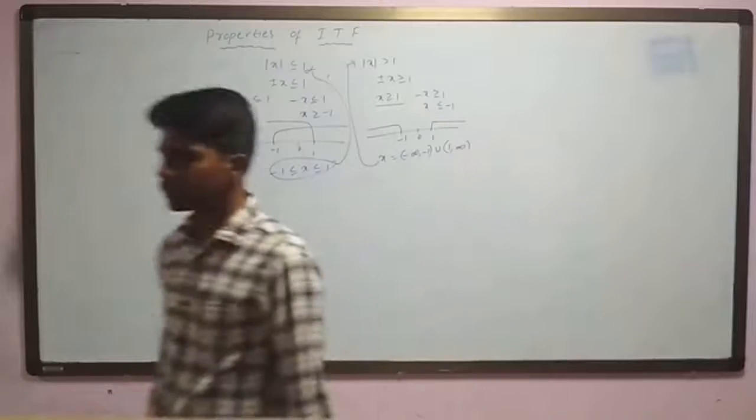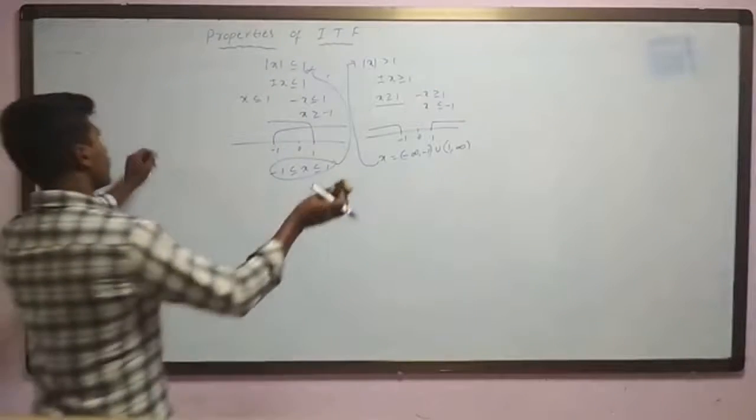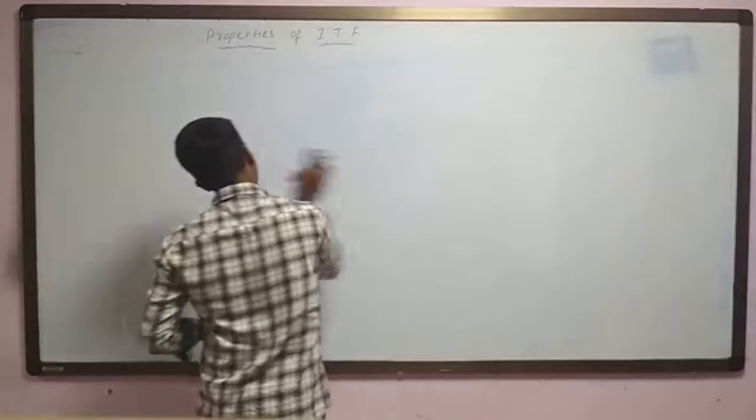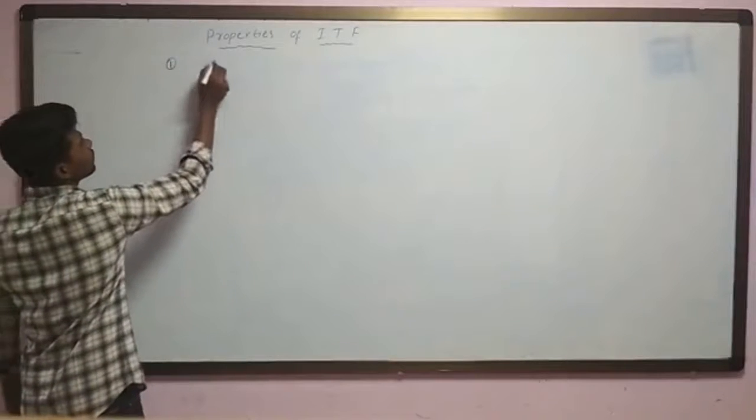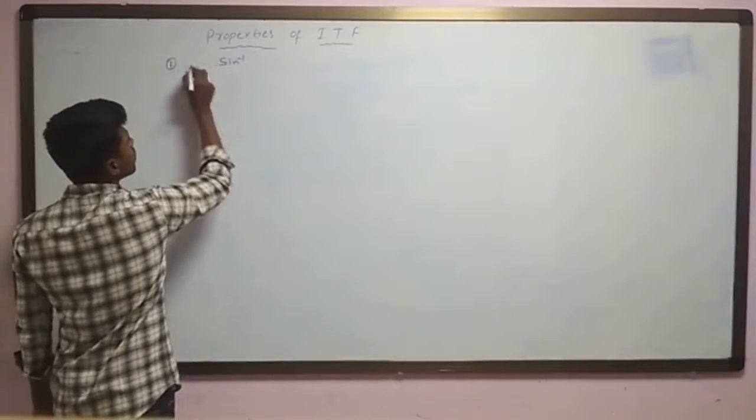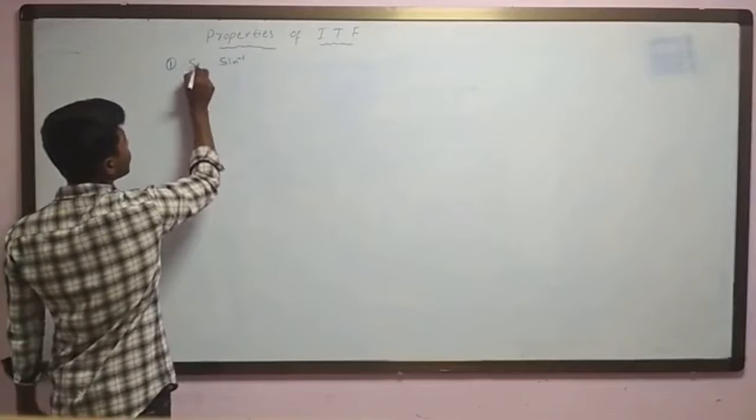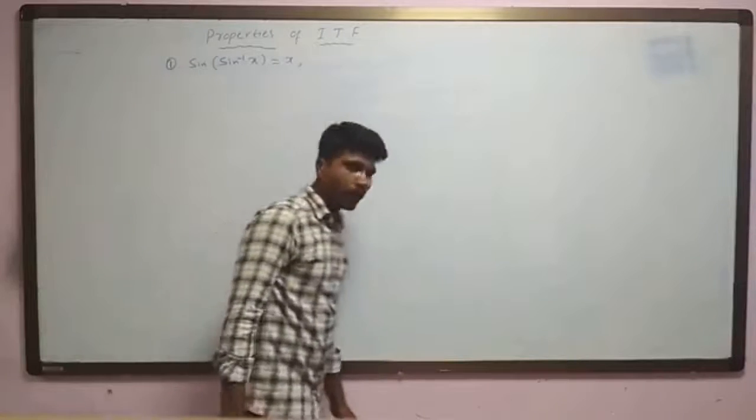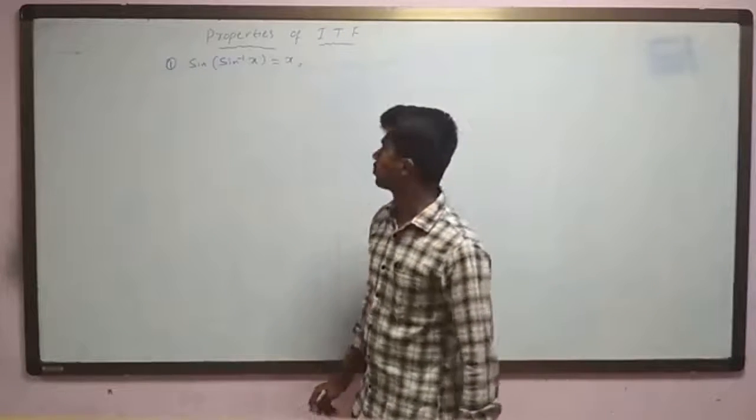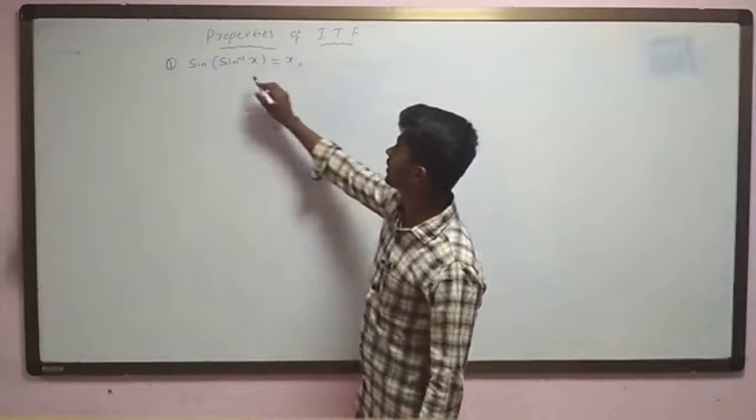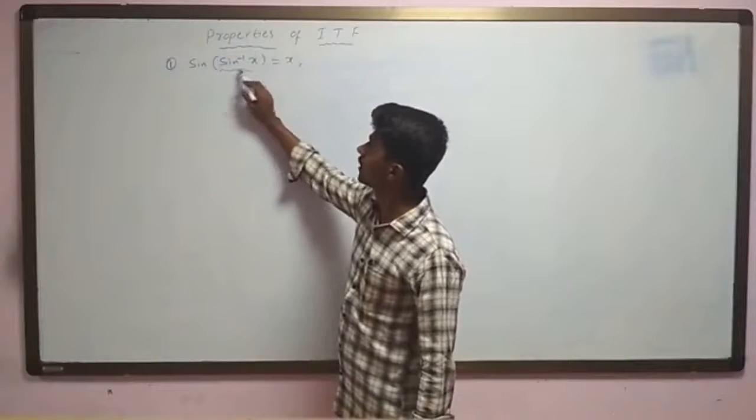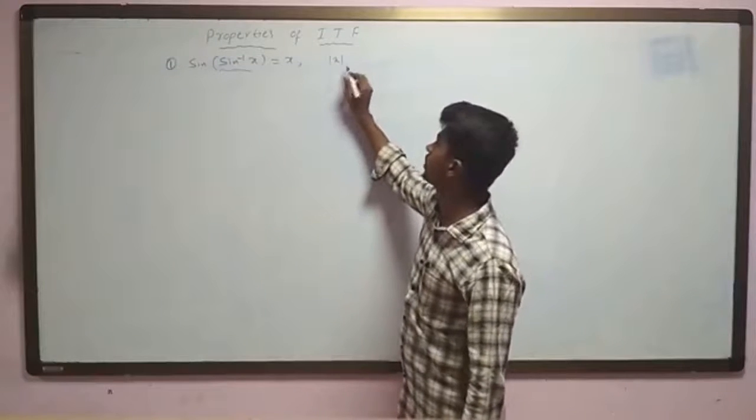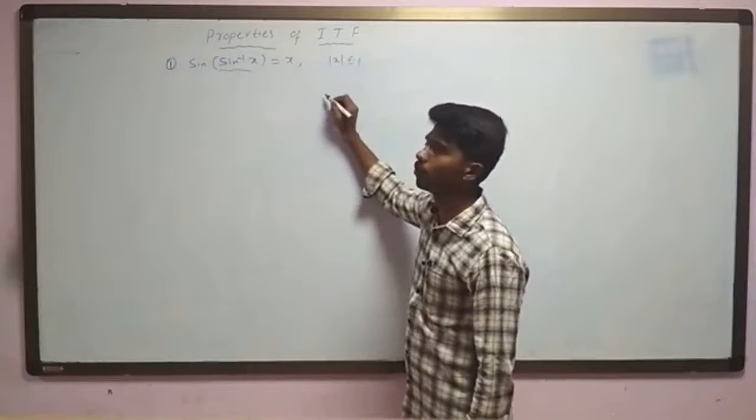Now we enter into the properties. Property number 1. Sin of sin inverse x is equal to x. For what values of x is it defined? It particularly depends on x because it is an inverse trigonometric function. So it is defined only for modulus of x less than or equal to 1.